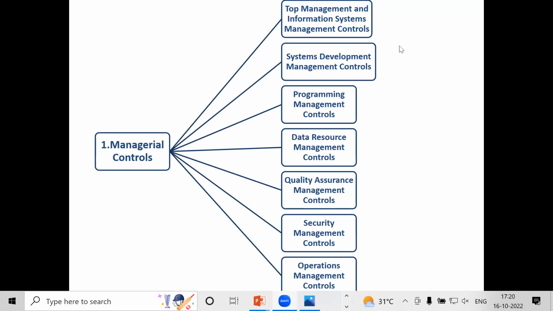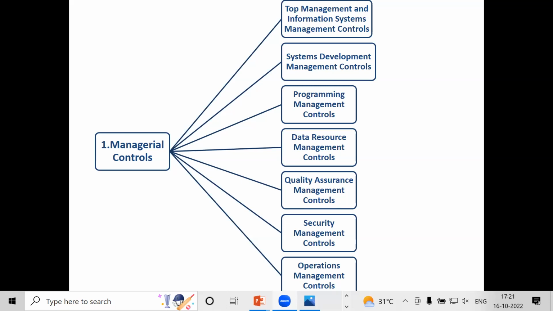Second one is system development management control. What is system development management control? You want to purchase a new software or develop a new software. So what are the procedures adopted? SDLC, system development life cycle. So feasibility study, technical study, economic feasibility, operational feasibility, technical feasibility, then testing, then implementation, then maintenance. All these things are carried out using this SDLC. Whether proper control mechanism is there or not, you have to check.